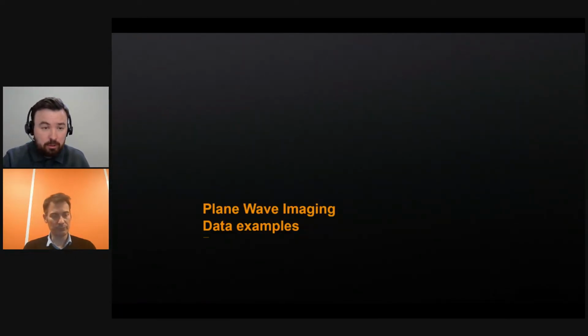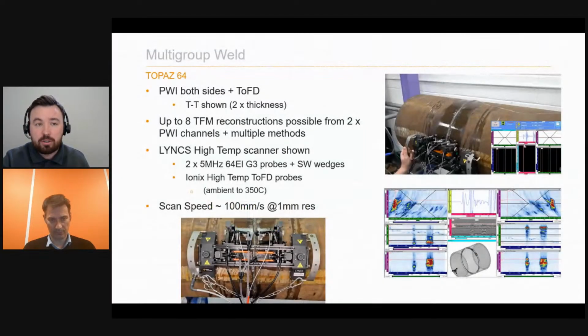So we come to a few examples to show you what PWI data looks like and how we can use it. An example I did yesterday with some of my colleagues in Swansea, using the Topaz 64, we acquired PWI data using the LINK scanner there. You can see from Eddyfi, that one is the high temperature version of the LINK scanner. We have two G3 phased array probes, so 64 element 5 megahertz probes either side of the weld, and they're both doing PWI and TFM reconstruction.